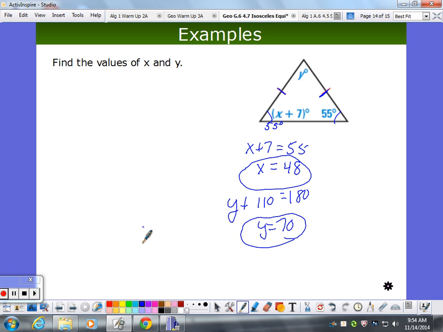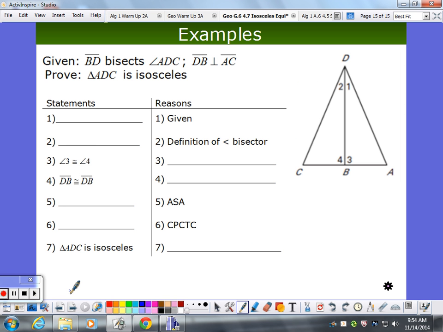And it wouldn't be geometry class without proof. So let's do a proof here. What do we got here? BD bisects angle ADC. If you're bisecting an angle, you're going to get two congruent angles. That's what it means to be an angle bisector. We also know that DB is perpendicular to AC, which means that I've got some right angles here. And I want to prove that ADC is isosceles.